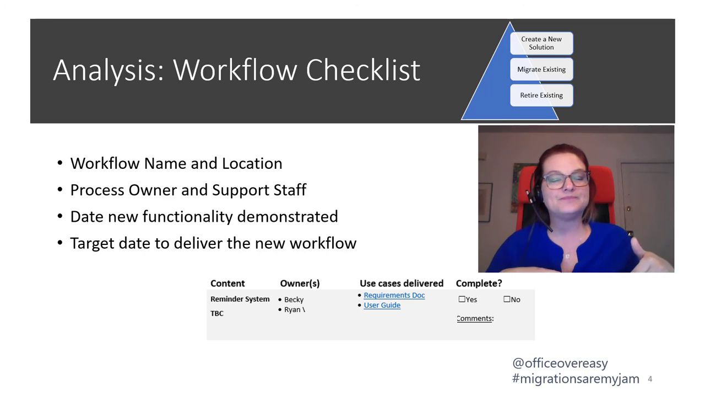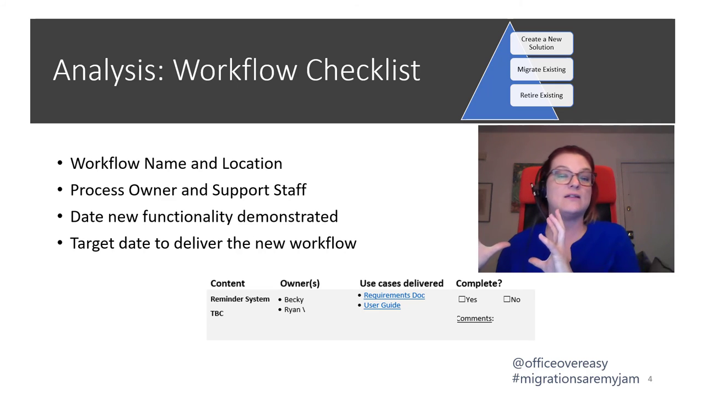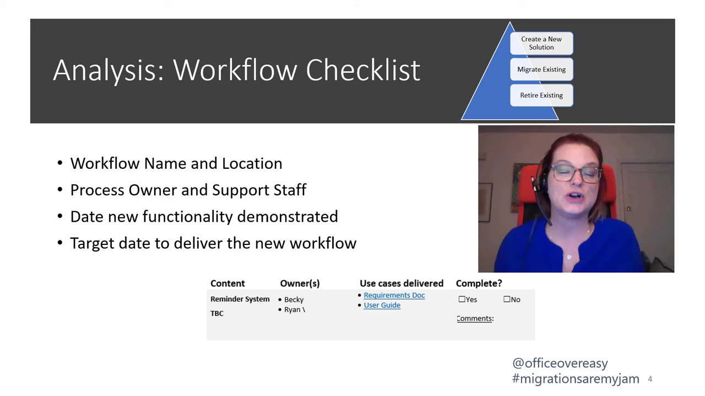So at that point, you're going to want to capture when you actually demonstrated for them what the new functionality inside of Office 365 is going to be with regards to this particular workflow. And then a target date to either deliver the new workflow or some sort of a checklist that just says, listen, we saw this, we identified it, and we decided that we're not going to migrate it, right? So there may be lots of stuff out there that you're not going to migrate, but that's the only decision you're making at this point.